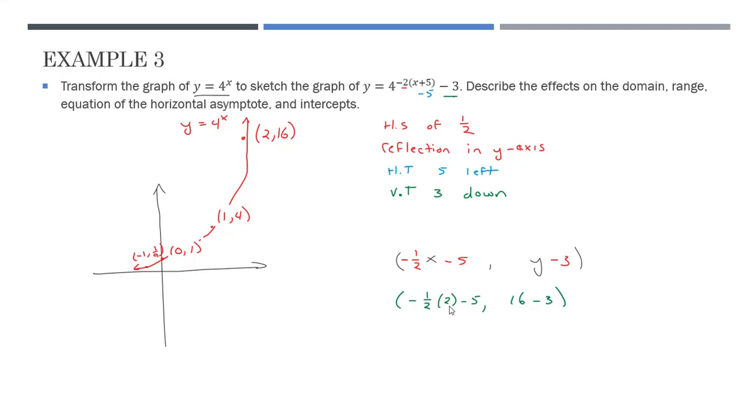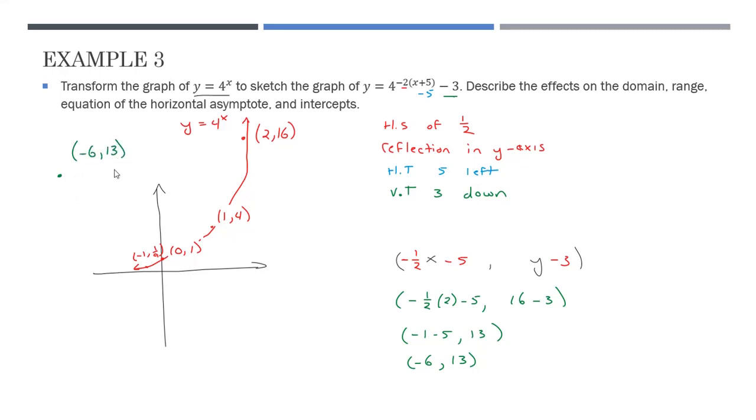So negative 1/2 times 2 is going to be negative 1 minus 5, and then we have 13. Negative 1 minus 5 is negative 6. So we get negative 6 comma 13. Okay, so we can go and plot that. Now that's going to be somewhere over here on our sketch.